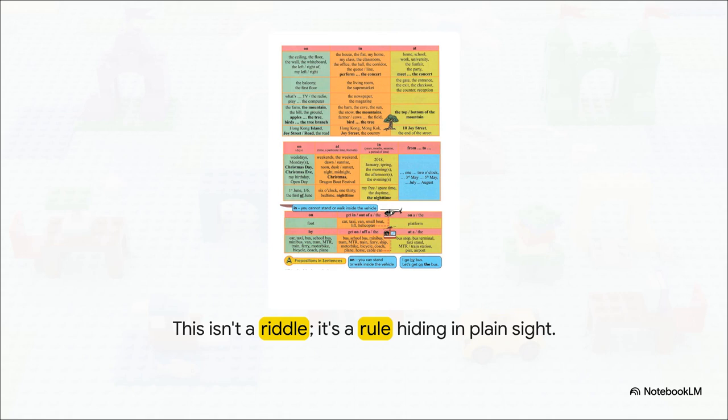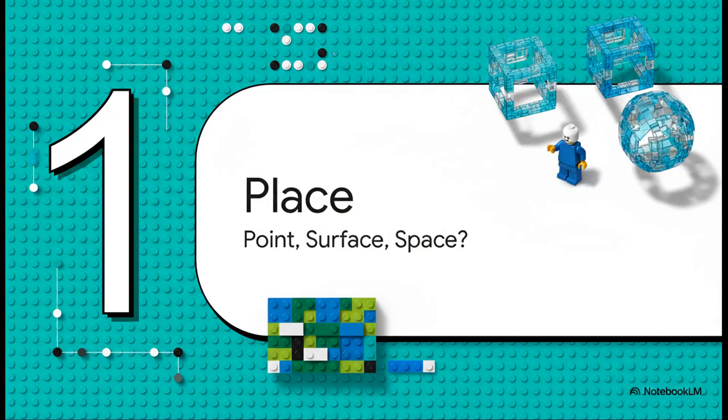And here's the thing. This isn't just some random riddle I made up. The clue is hiding right here in our source material. You can see it clear as day. It lists apples, the tree, under the on column, and bird, the tree, right there under in. So there's definitely a rule here. But what is it? Well, the secret lies in how we mentally picture a location. It all comes down to one simple question. Are we thinking about a specific point, a flat surface, or an enclosed space?